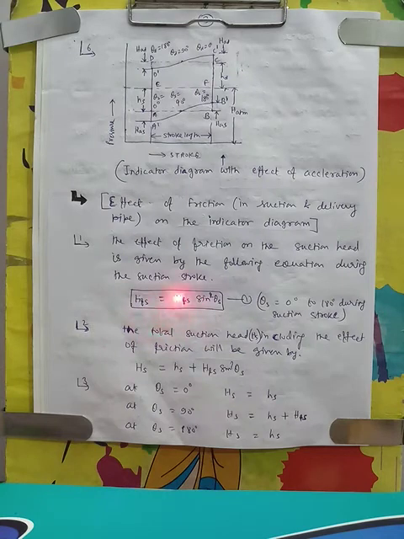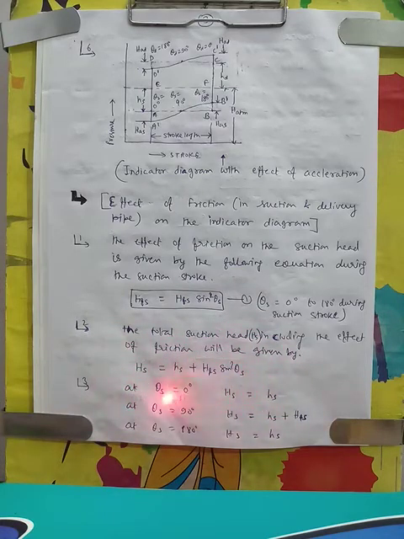HFS is equal to capital HFS sin square theta s, where theta is the angle that varies from 0 degree to 180 degree during the suction stroke. So the total head in the cylinder during the suction stroke, if we add the effect of friction, will be HS plus HFS.